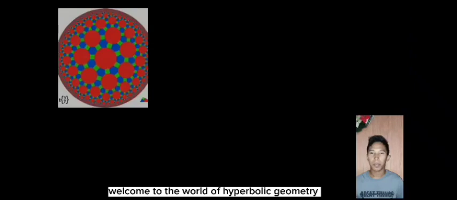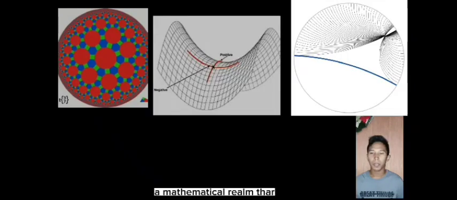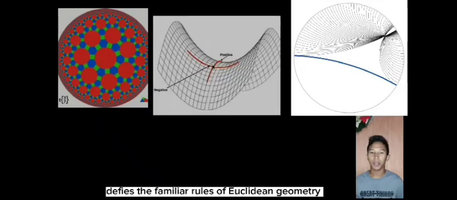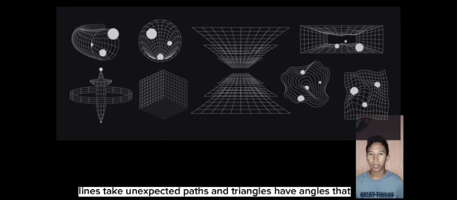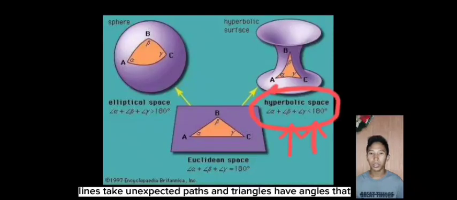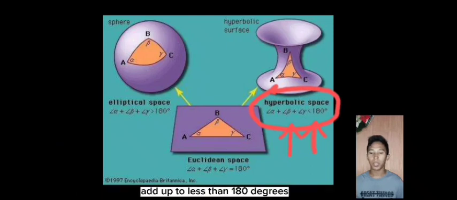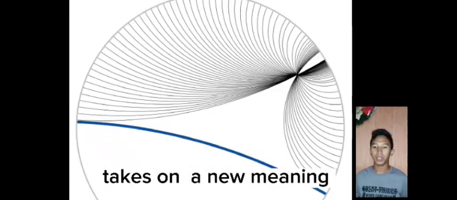Welcome to the world of hyperbolic geometry, a mathematical realm that upends the familiar rules of Euclidean geometry we learn in school. In hyperbolic geometry, lines take unexpected paths, and triangles have angles that add up to less than 180 degrees. In hyperbolic geometry, the concept of parallel lines takes on new meaning.